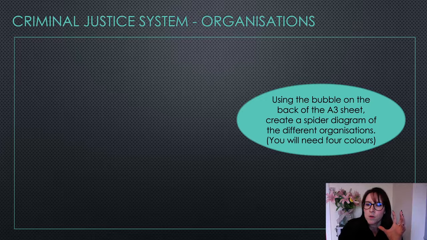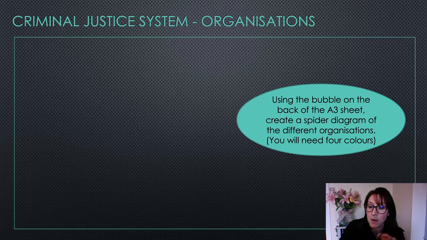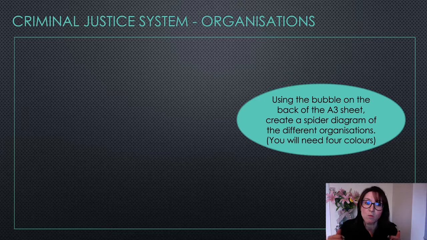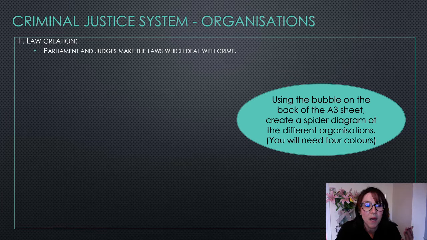So then, on the back of that cut and stick sheet, I got them to do a bubble of these different organisations, and I got them to do them in different colours. This helps when we come to the relationships, which is on the next couple of slides. So around the bubble, I got them to first of all do a law creation link. With the law creation, this is Parliament and judges.